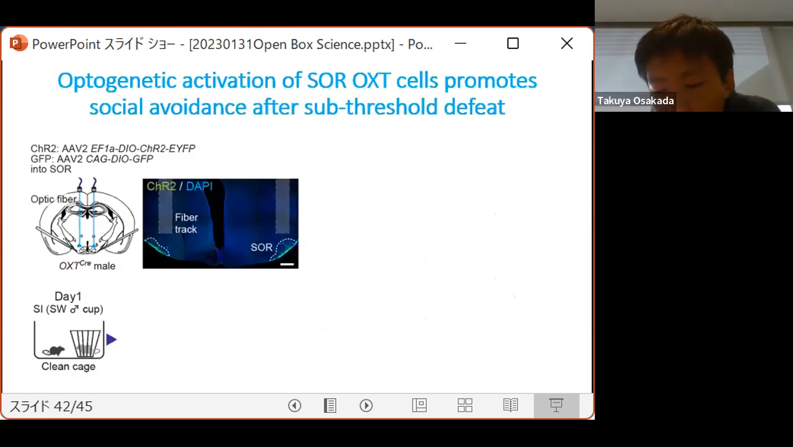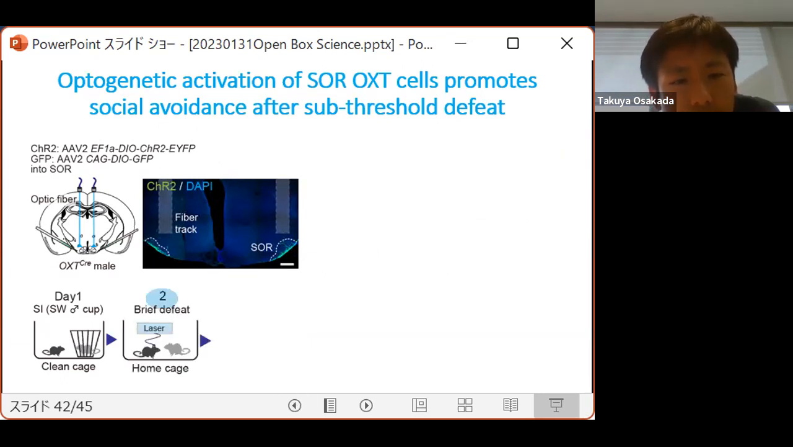At the end, we performed gain of function studies on oxytocin expressing cells in the SOR population. We expressed ChR2 bilaterally and an optic fiber was placed above the lesion. In this paradigm there is some trick, because we want to see the induction of an increase in avoidance behavior. So there are brief defeat events, only 3 or 4 defeat episodes with light stimulation, to make a higher baseline.